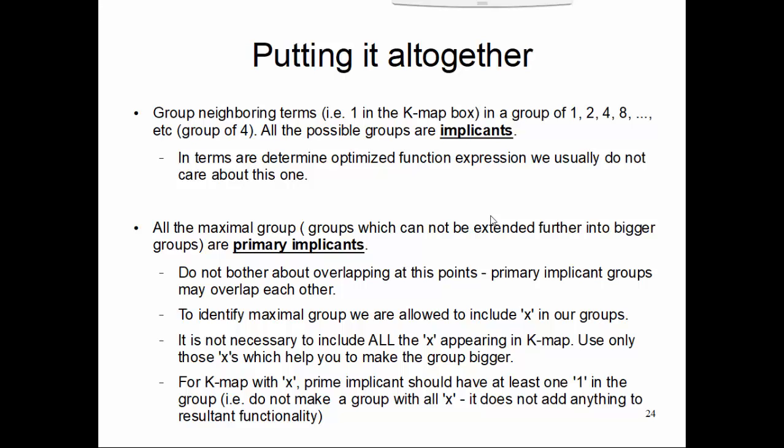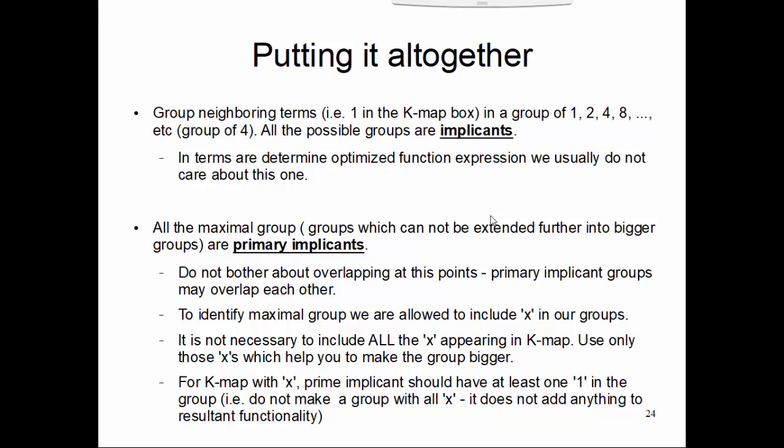Now, all the maximal groups which cannot be extended further into bigger groups are prime implicants, right? So all possible groups are implicants. We can start with a group of 1, then make a group of 2, then a group of 4 and a group of 8. But we only care about groups which represent prime implicants. For all the possible implicant groups, usually we don't care.